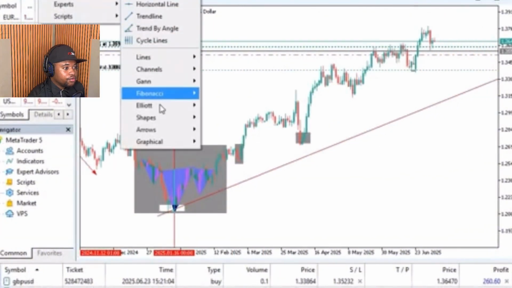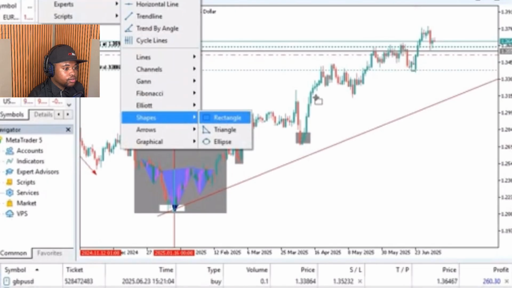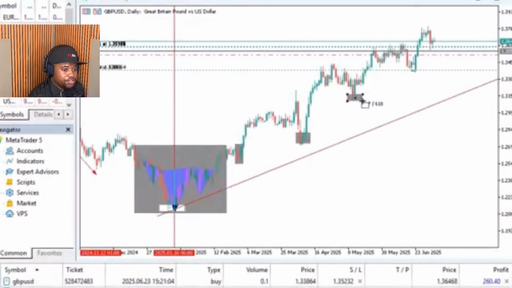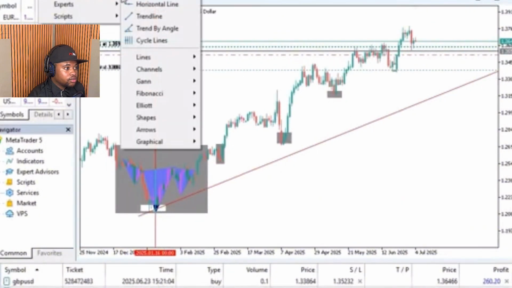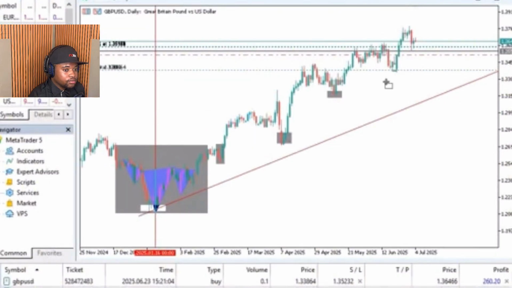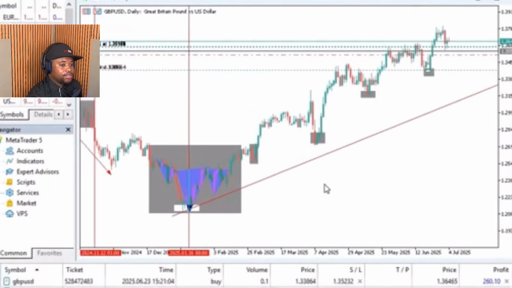Also at this level here, this point here, we had a retest and the market shot to the upside. We had a level here, and the market shot to the upside, right?